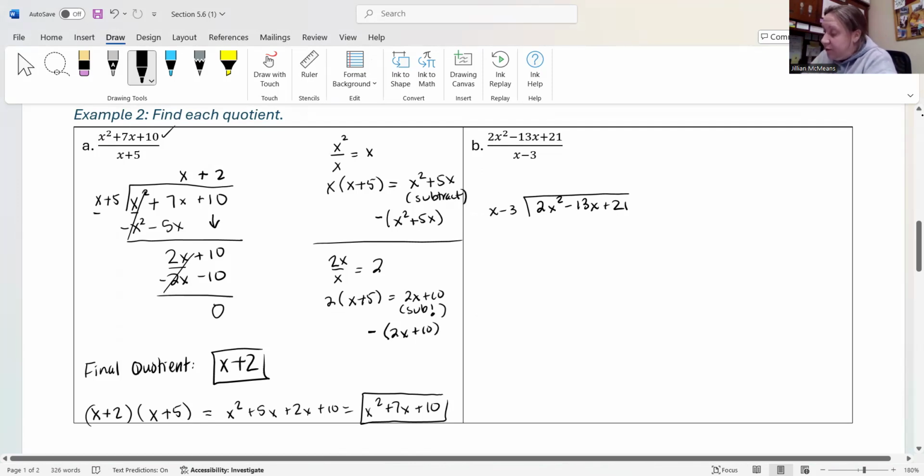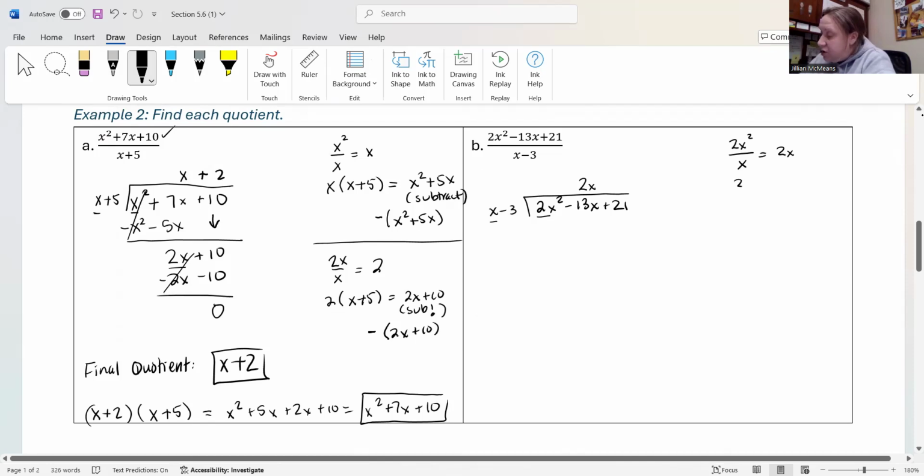All right, we're going to take the first term in the dividend and divide it by the first term in the divisor. So that becomes 2x squared divided by just x. Well, the x in the denominator cancels one of the two x's in the numerator, leaving me with just 2x. So I'm going to put my 2x up here. Remember, we want to keep like variables together. So we want to keep everything in columns based on the type of variable we have.